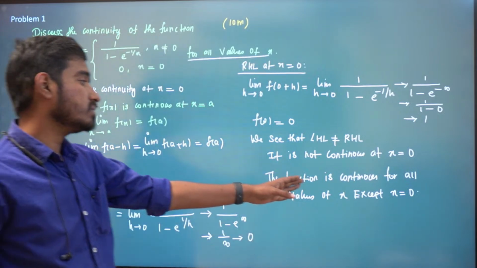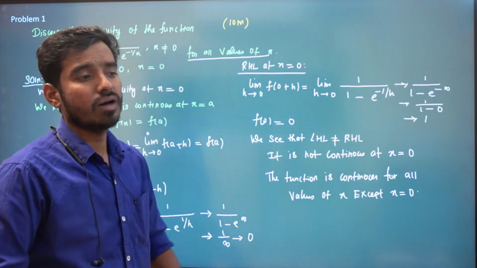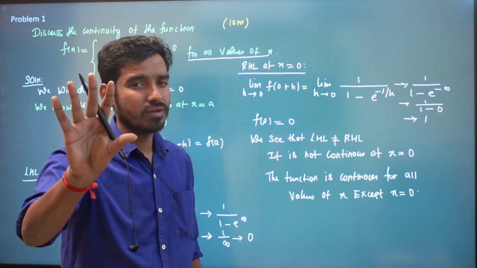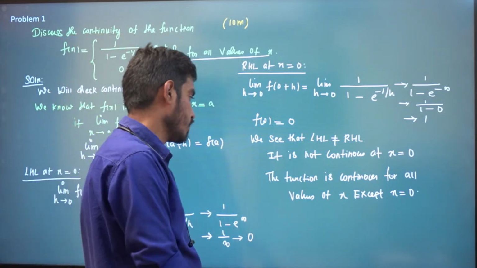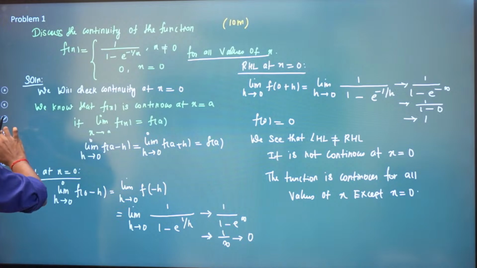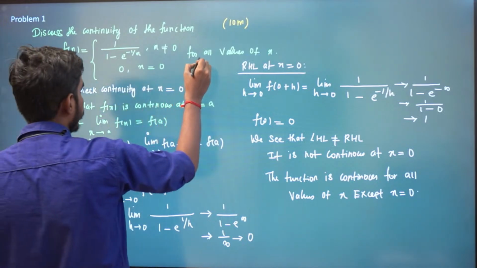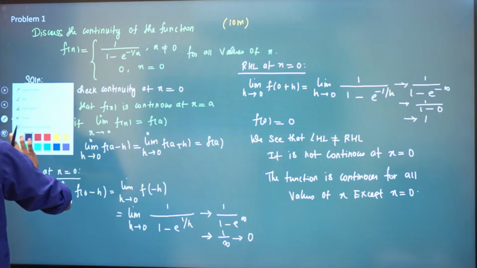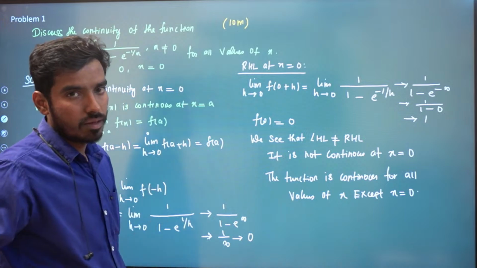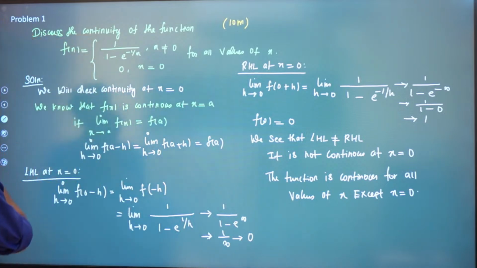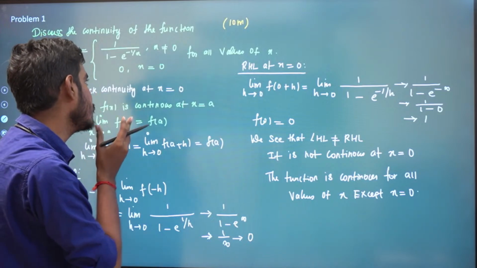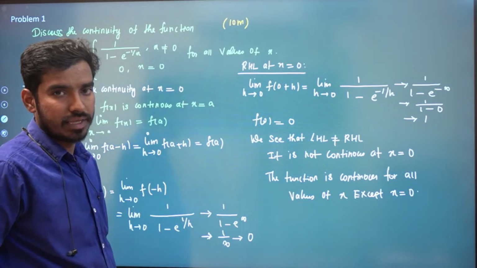Why am I saying it is continuous for all other values of x? Because for all other values of x your limiting value will be equal to the function value because the function is defined at that point, right? Okay, clear, right? The function is defined at that point without any break also, right? Because 0 is the only point that is troubling us. For all other points, LHL, RHL and your function value will all be equal because your LHL, RHL are also the same function. Yes or no?